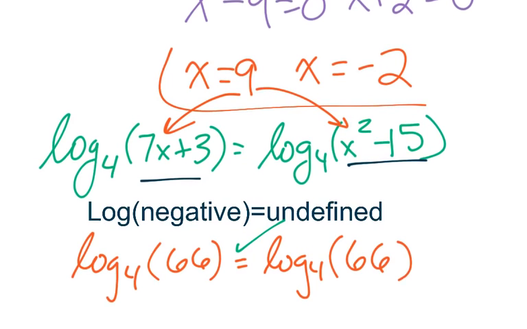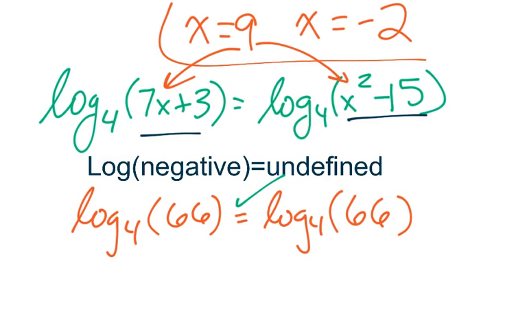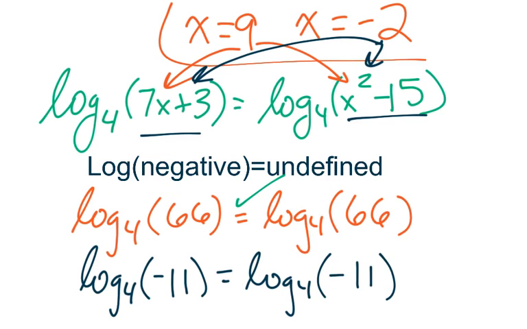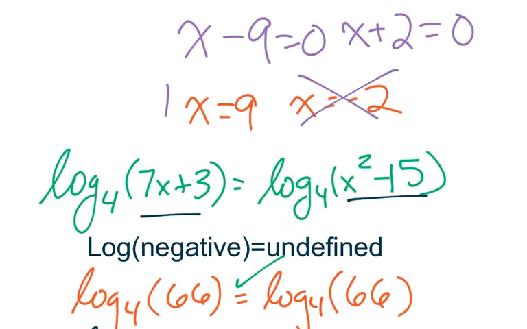It's not an issue. If we check x equals negative 2 in for both of these, we'll get log of 4, negative 14 plus 3 is negative 11. I see an issue. In the right side, negative 2 squared is 4 minus 15 is negative 11. So again, we have a problem because even though these are equal, log base 4 of negative 11 on both sides, we have an undefined log, which we cannot have. So in the end, x is not negative 2. We are only going to get 9 as our answer.